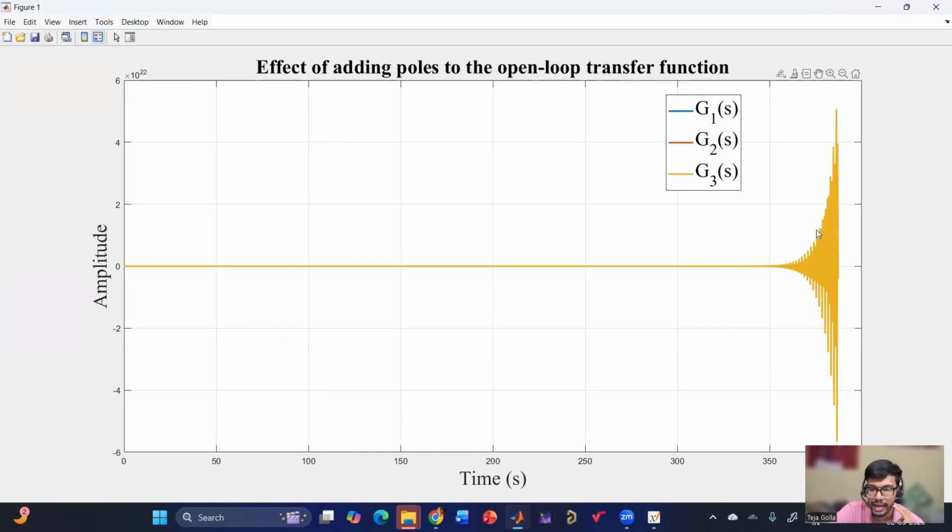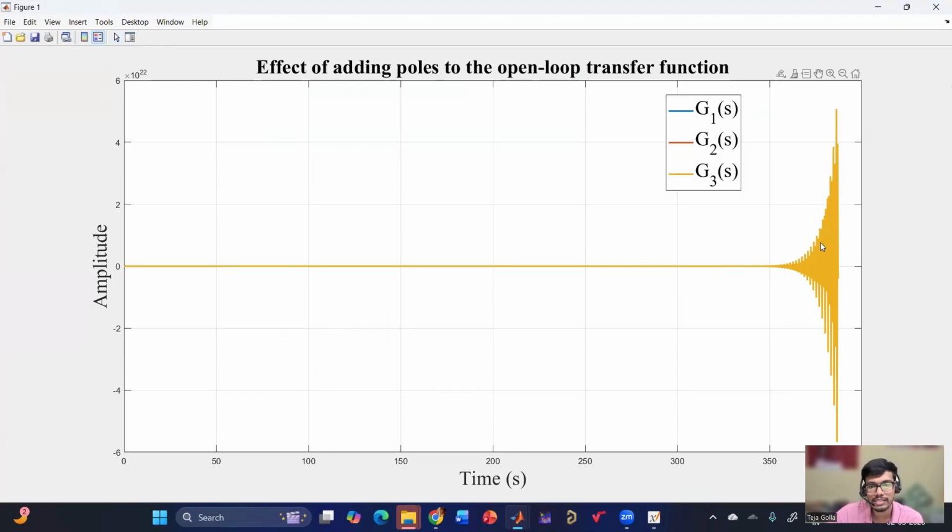So the gain has crossed that value. Now the closed loop poles are on the RHP side. That's why it has increased exponentially. And if you look at the amplitude, it is 10 to the power 22. So the gain has reached that value that the system has become unstable.